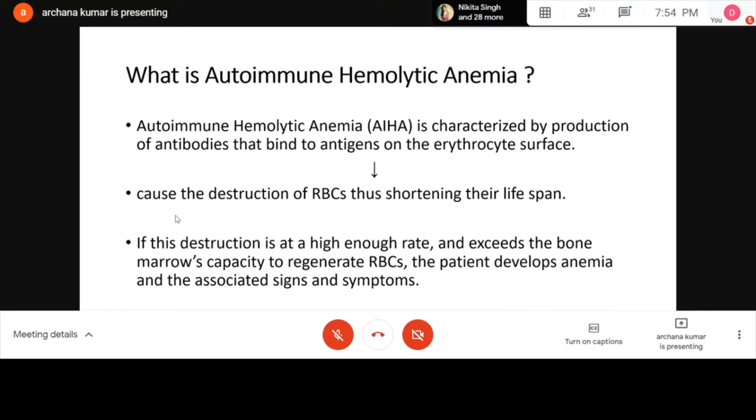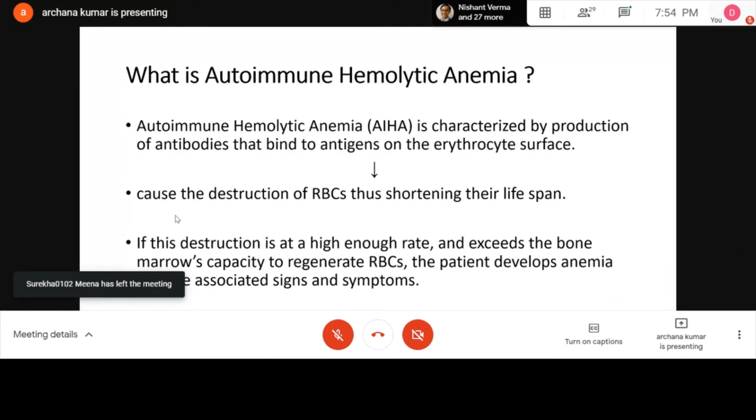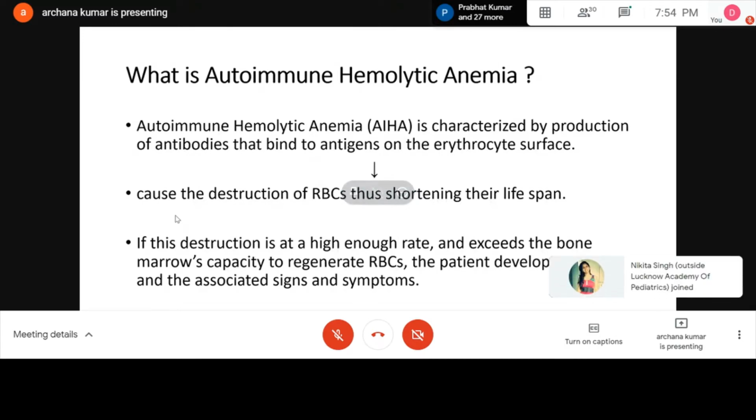So briefly, let us see what is autoimmune hemolytic anemia. This is characterized by production of antibodies that bind to antigens on the erythrocyte surface, and this causes destruction of RBC, thus shortening the lifespan. If this destruction is at a high enough rate and exceeds the bone marrow's capacity to regenerate, the patient develops anemia, and the severity of anemia depends upon the amount of hemolysis that is going on.